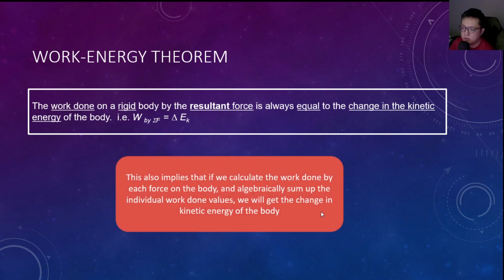Basically, it also means that if I take the work done by each of the forces on the body and then sum them up algebraically, I also get the change in KE of the body. So you go back to, let's say, example 1, where you have 3 to 4 forces acting on the same body. I could of course work out the resultant force and then find the work done through displacement, or I can find the work done by each of the forces, then sum them up, and that should give me my change in kinetic energy. So let's see how this is applied in reality.